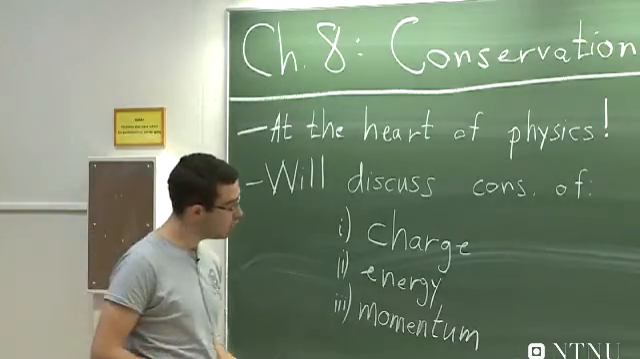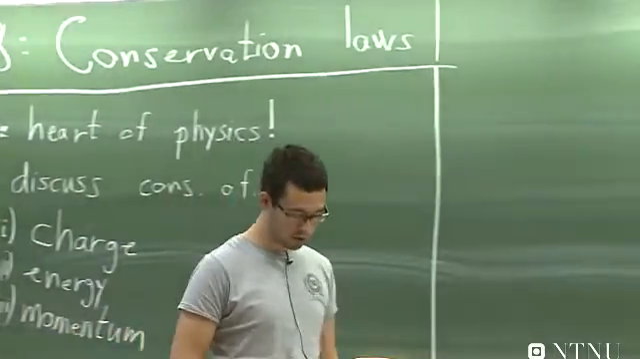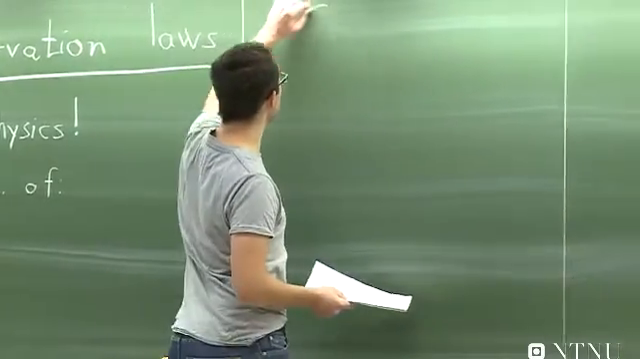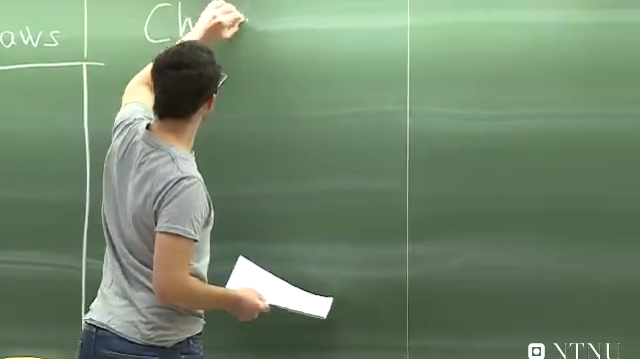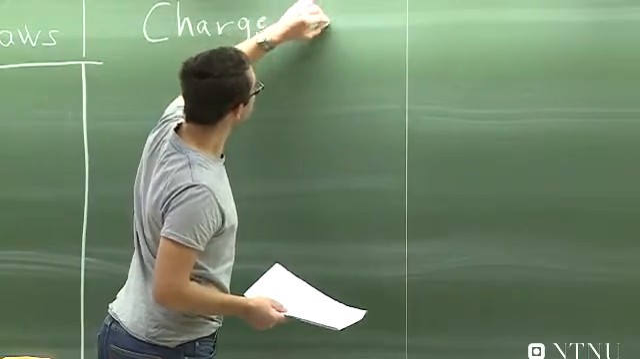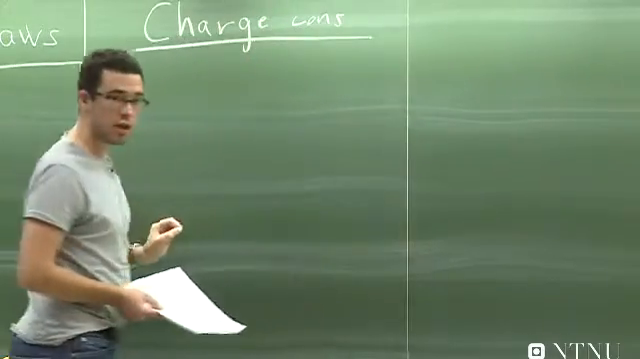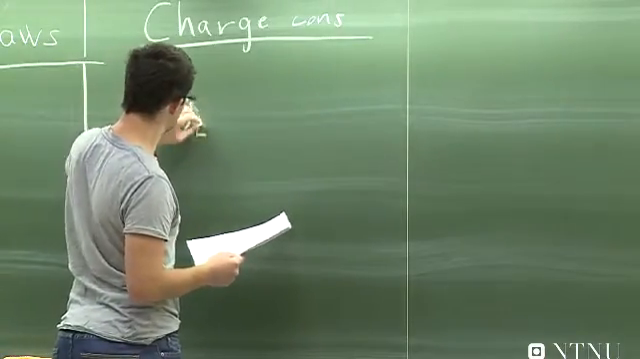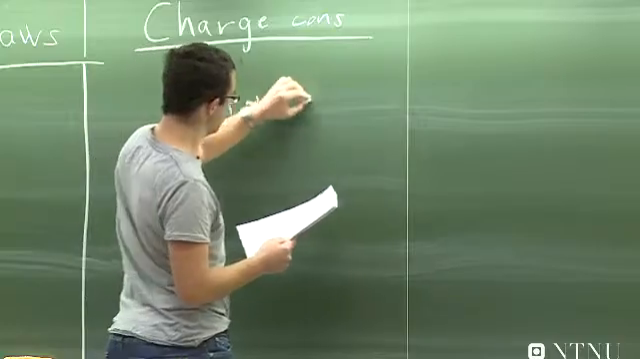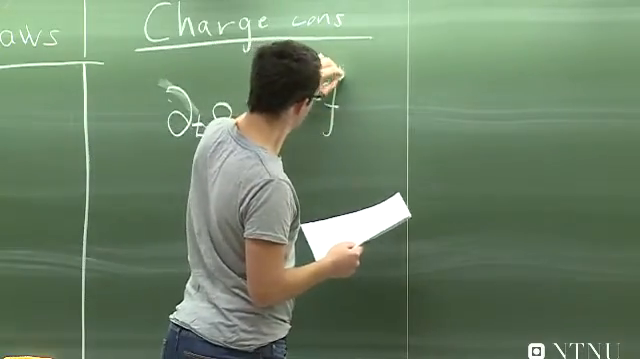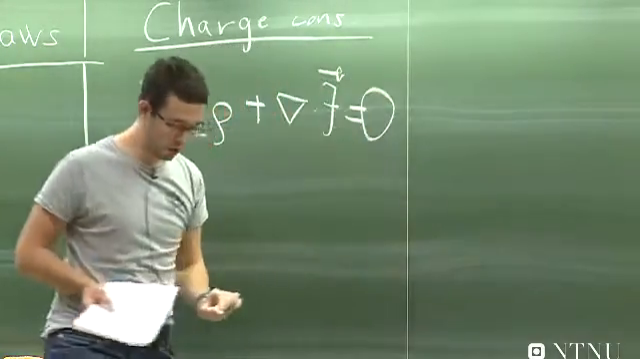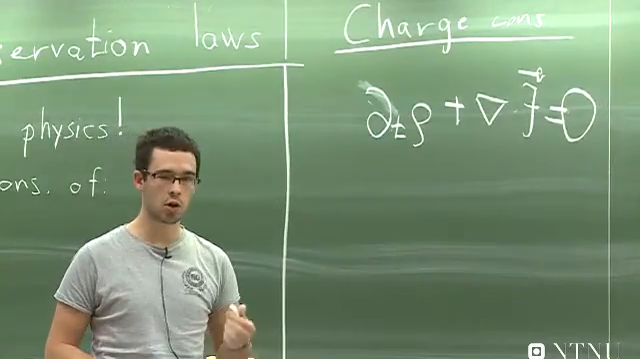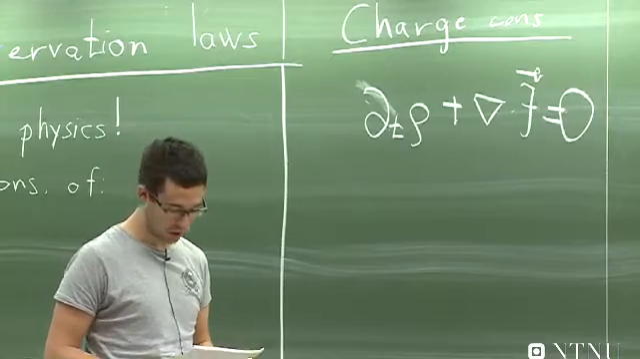Okay, so I think we'll just start from the top and start by discussing charge conservation. And we've already seen the following. And that's the continuity equation. There you go. And we show that this follows directly from Maxwell equations. And we also show that this is equivalent to the conservation of charge.